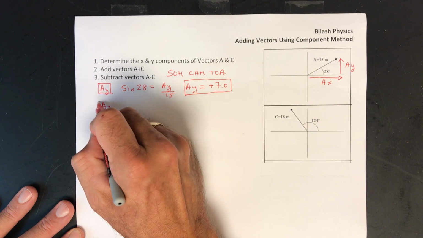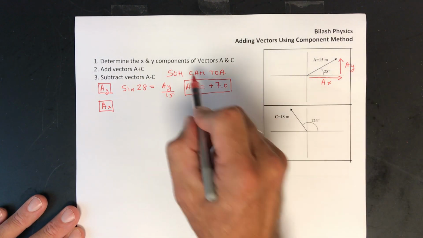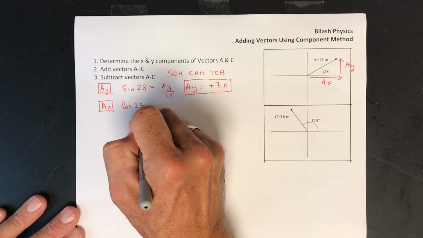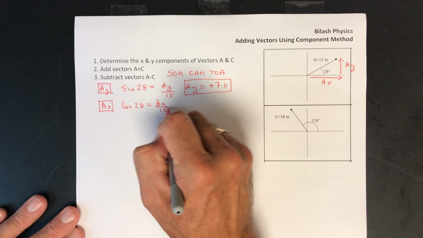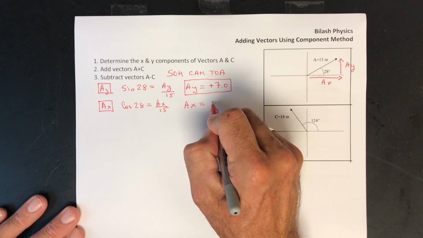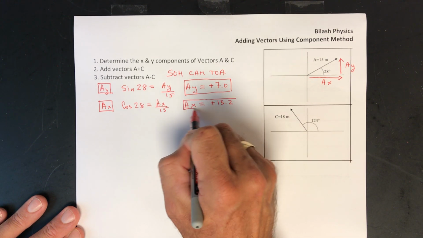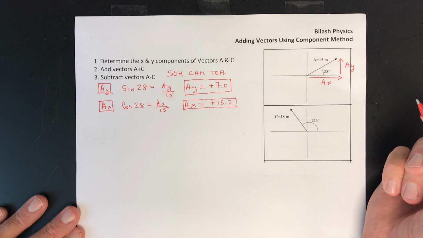Now AX is adjacent to the angle, so we're going to use the cosine function. So the cosine of 28 is equal to AX divided by 15. So AX is going to be equal to positive 13.2. And again, emphasizing the direction, AX is in the positive direction.